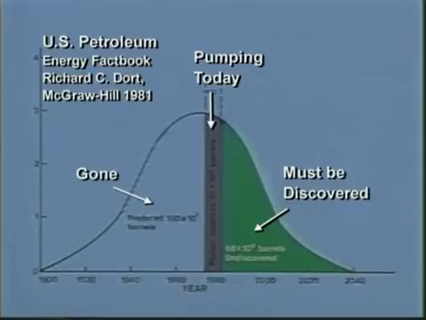Unshaded on the left, that's the oil we've taken from the ground. We've used it, it's gone. This vertical shaded band, that's the oil we've drilled into. We've found it, we're pumping on it today. Shaded in green on the right is the undiscovered oil.